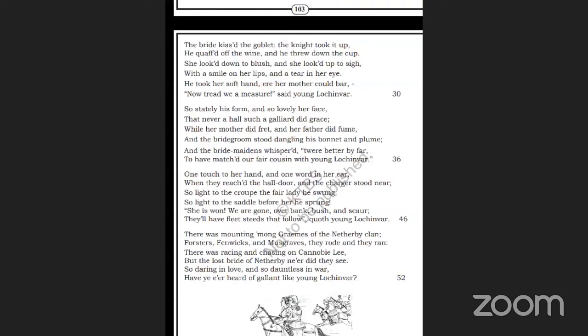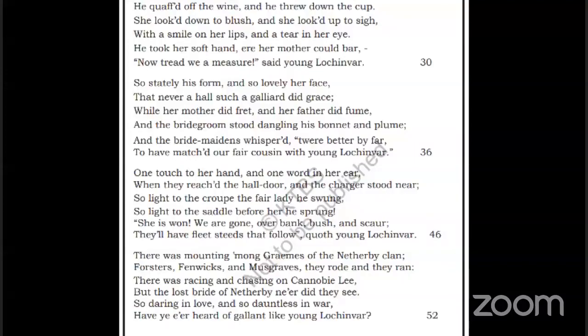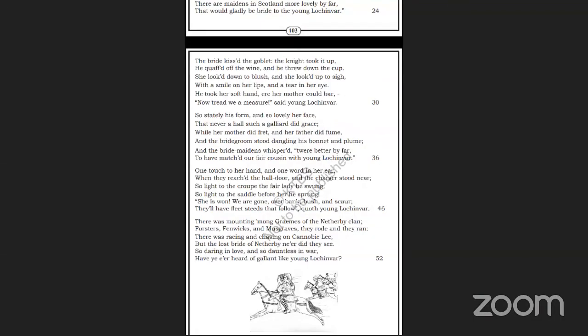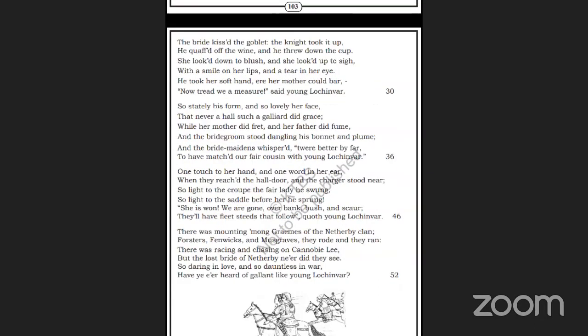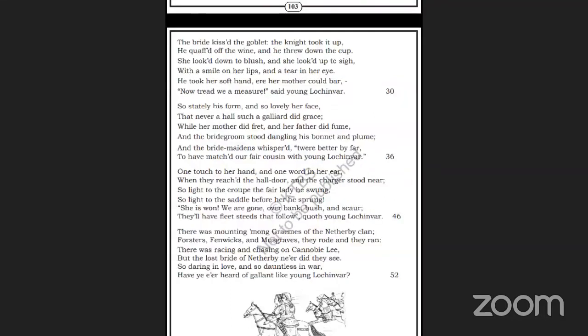Now Ellen blushed. Why Ellen blushed? Ellen blushed because she quickly understood that Lochinvar has a plan in his mind. She quickly understood that Lochinvar is here to do something. She quickly understood that she will be freed from this unwanted groom who her father had selected for her to marry. And look at the next line. She looked up to sigh. S-I-G-H, sigh means to take a deep breath.